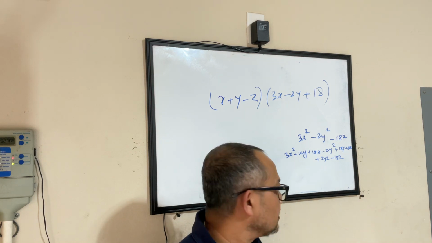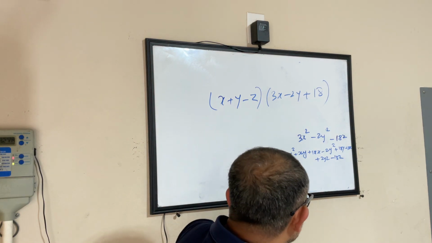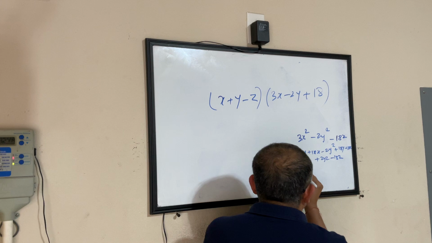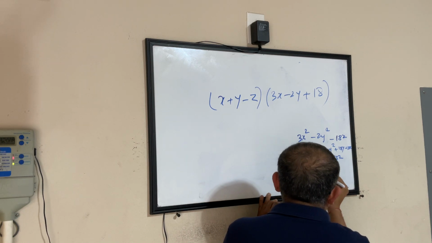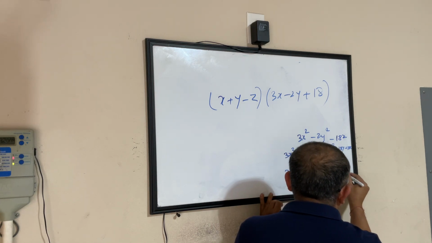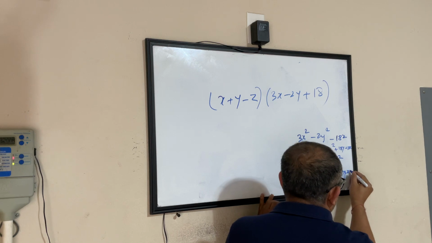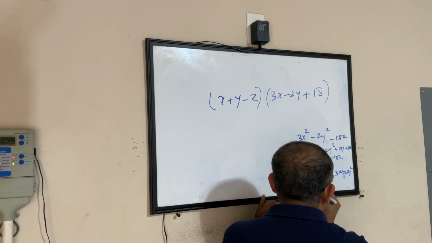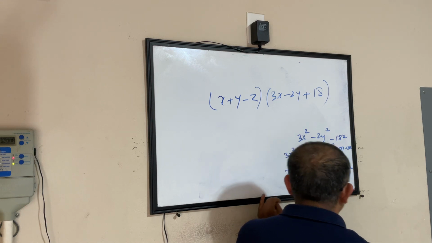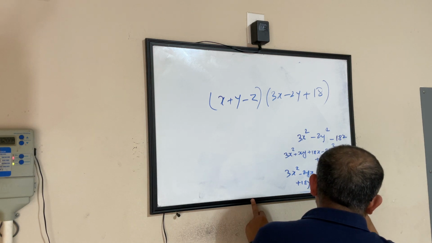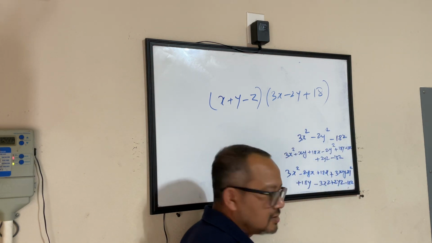I'm not sure, but I have 3x squared minus 2yx plus 18x plus 3xy minus 2y squared plus 18y minus 3xz plus 2yz minus 18z. Okay. Yeah, Gitesh.